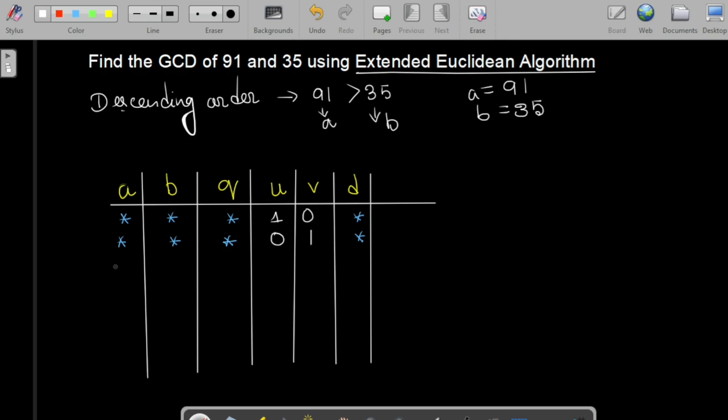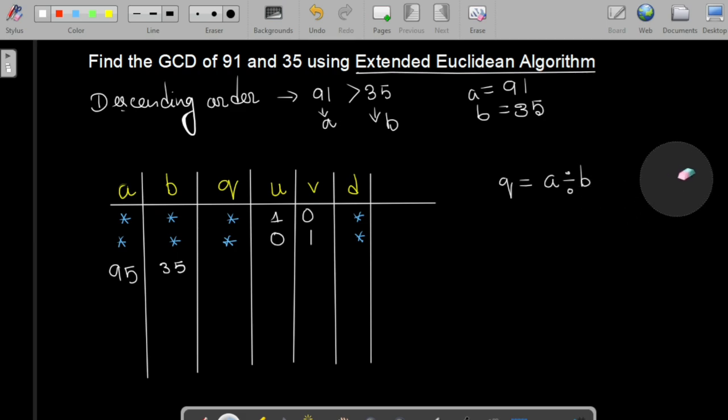Well, the next thing is, now we have to write the bigger number in place of A and the number 35 in place of B. Then the formula for finding Q is A divided by B, which will give us a remainder, which is A mod B, basically the remainder of dividing A by B.